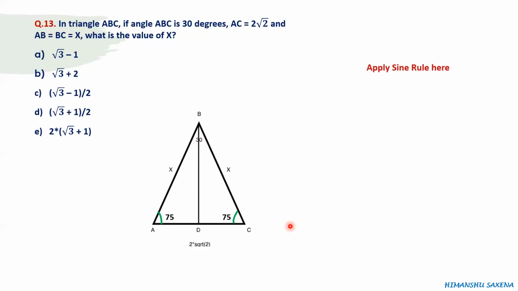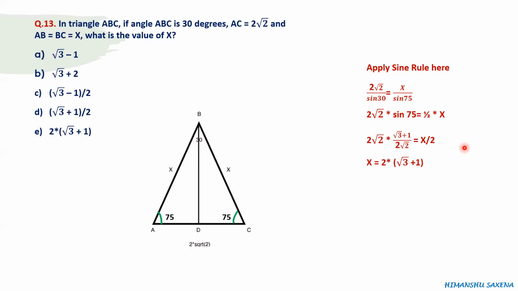Now let's apply sine rule. What does sine rule say? That AC upon sine of B is equal to BC upon sine of A is equal to AB upon sine of C. This is the sine rule. So apply it here. This 2 root 2 divided by sine of 30 is equal to X by sine of 75. Now if you know the value of sine 30 and sine 75, you can easily calculate this. Sine 30 is half and sine 75 is root 3 plus 1 by 2 root 2. So you can calculate the value of X, which is 2 into root 3 plus 1.